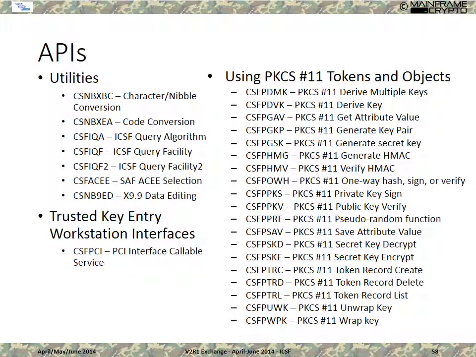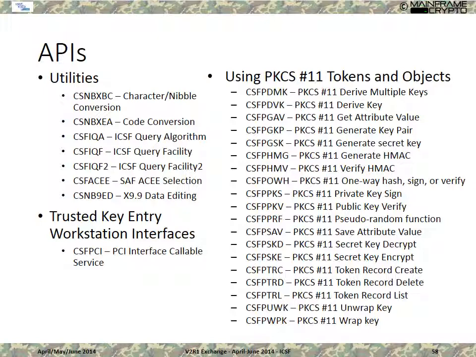there's a number of utility APIs. These aren't associated with any specific hardware. These APIs, it turns out, can also be invoked even without ICSF being up and running. Well, some of them can be invoked without ICSF up and running, specifically the character nibble conversion and the code conversion APIs. The code conversion API gives you a way to translate hexadecimal data from EBCDIC to ASCII and back. There's a default table that ICSF uses for that conversion process, but that's a handy thing to have, if you need to do character conversion.